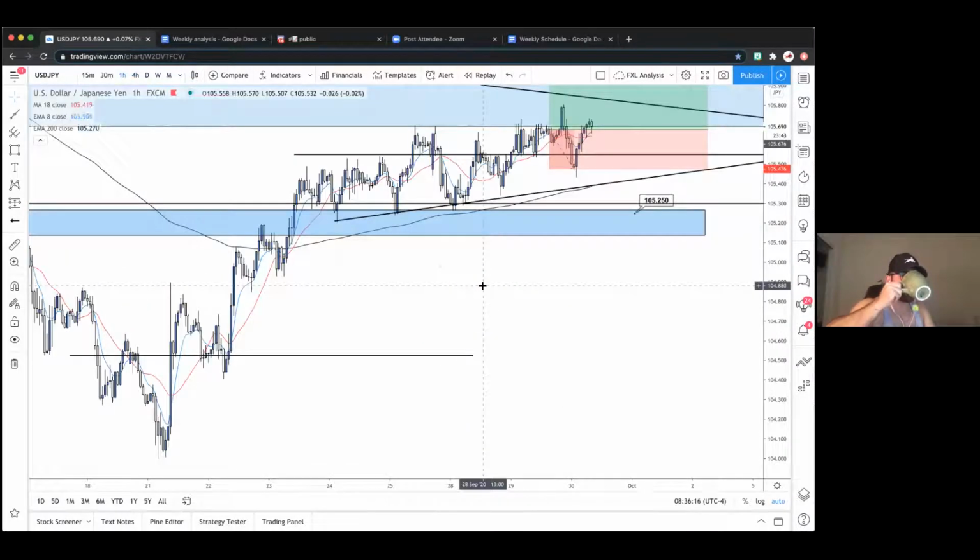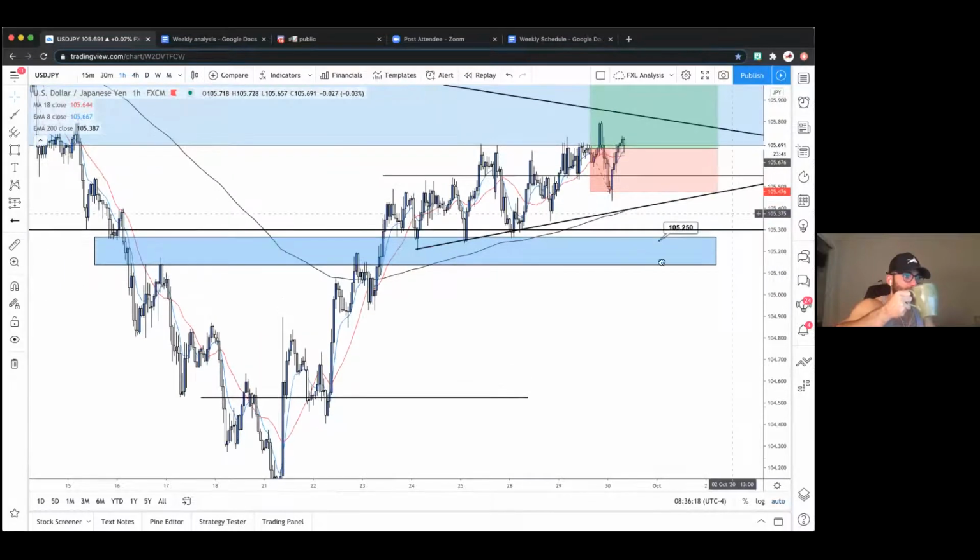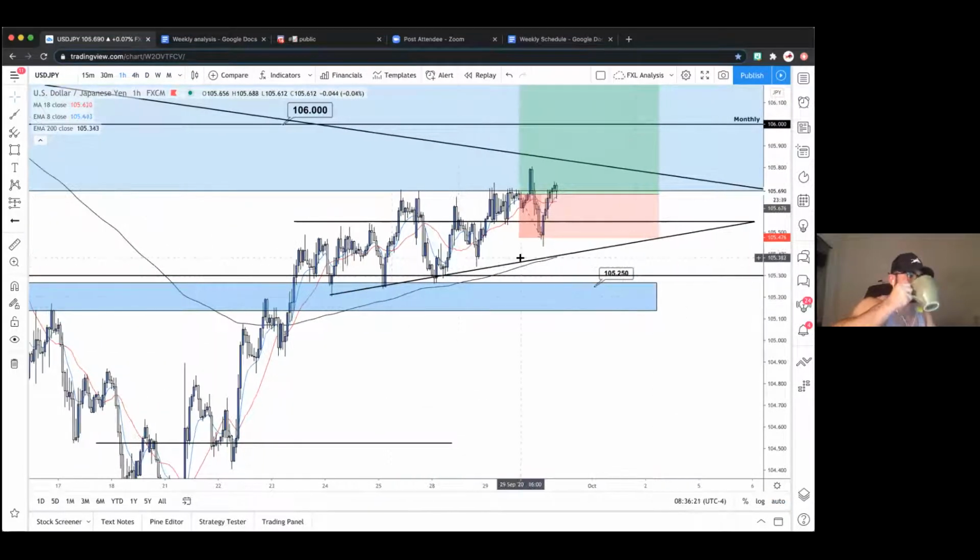So let's go right to the 1 hour for a second. I want to show you guys something. So here's that little pattern, right? Tons of higher lows, higher highs, higher lows above the pattern.